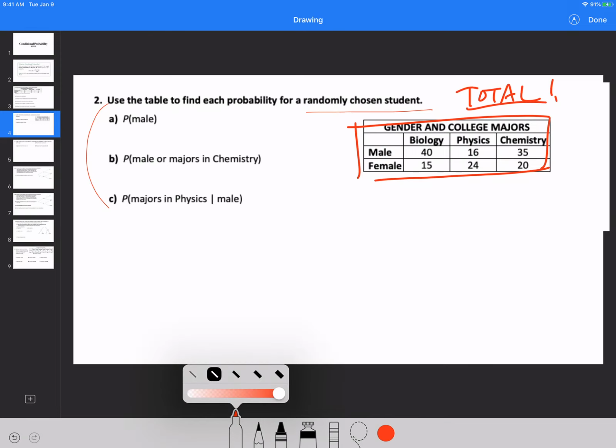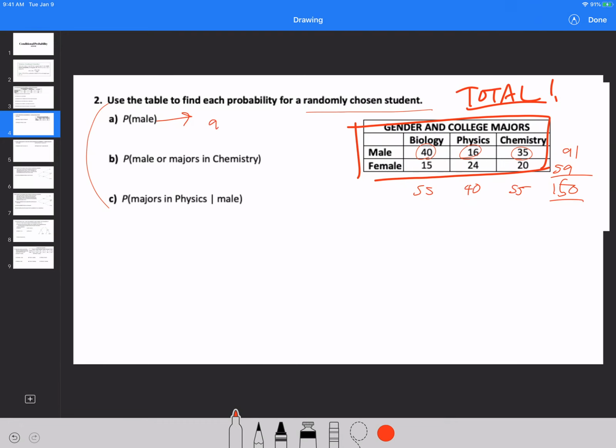So here, I'm going to find the total for the male. It will be 40, 16, and 35. Altogether, that will give me 56, so that will be 91. These all together will be 59. So in total, I believe that's going to be 150 people. And if I add up this way, 55, 40, and then 55 again, that will also come out to be 150. So the probability of male is 91 out of 150, because it's the total number of males out of the whole thing.